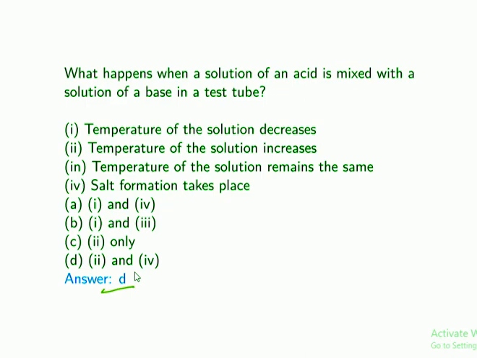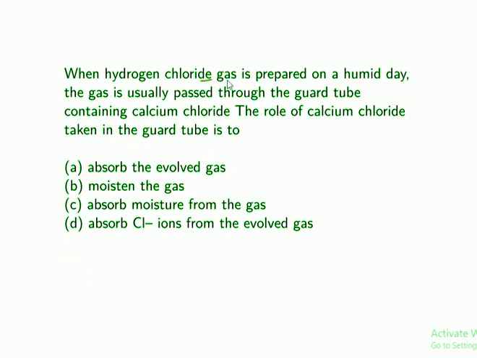When hydrogen chloride gas is prepared on a humid day, the gas is usually passed through the guard tube containing calcium chloride. The role of calcium chloride taken in the guard tube is to... So they are saying they have prepared hydrogen chloride gas on a humid day. That means a somewhat moist day, not a sunny day, it is a humid day.